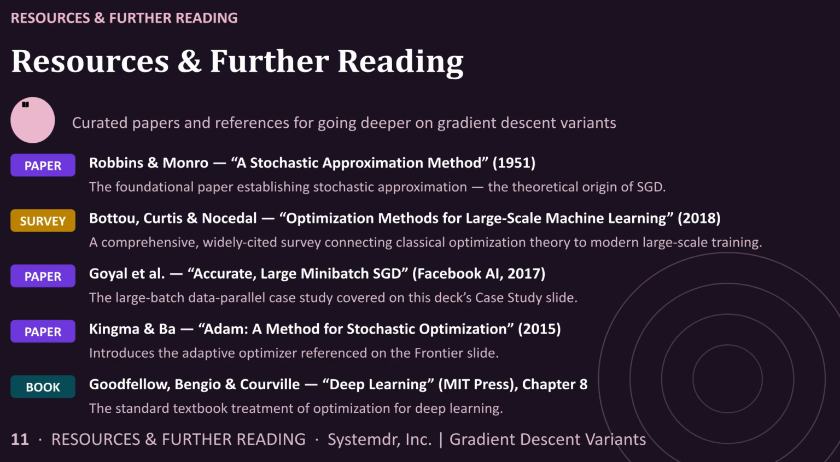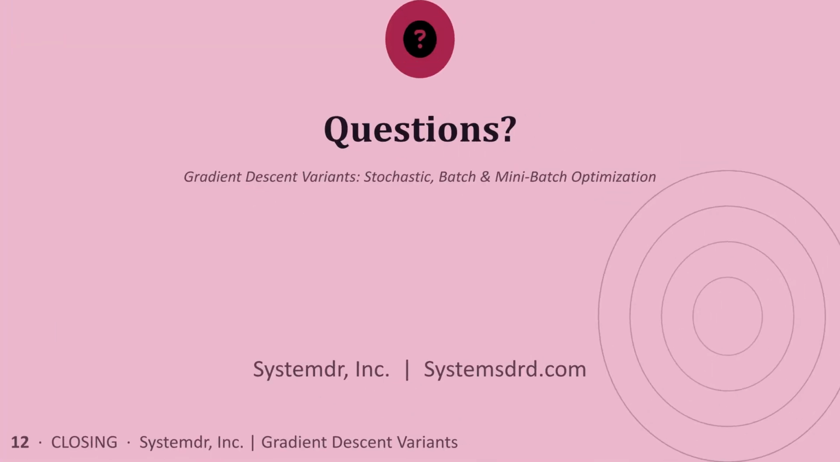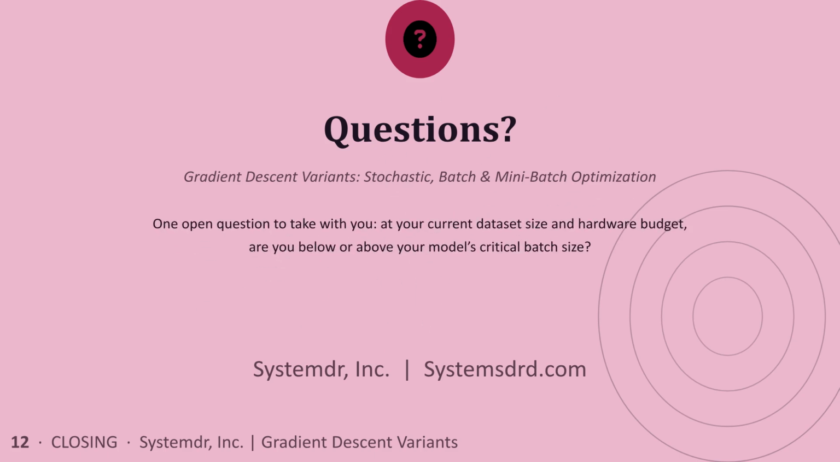That's the full technical arc. Let's wrap up. So, questions. Anything from any of the 5 sections is fair game. The mental model, the pipeline and code implementation, the trade-off matrix, the large batch case study, or the adaptive optimizer frontier. And if the room needs a prompt to get started, here's a genuinely practical one. At your current dataset size and hardware budget, are you below or above your model's critical batch size? That's a question every ML engineer in this room can actually answer for a project they own right now.